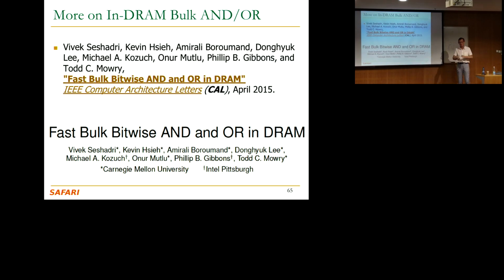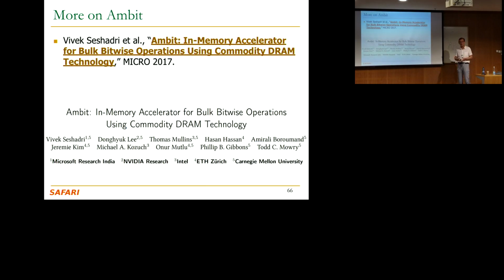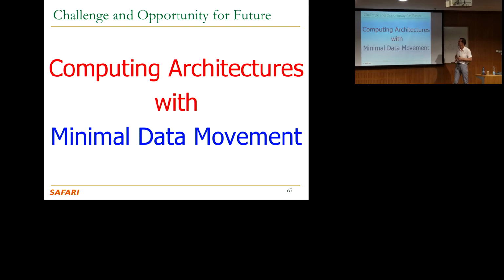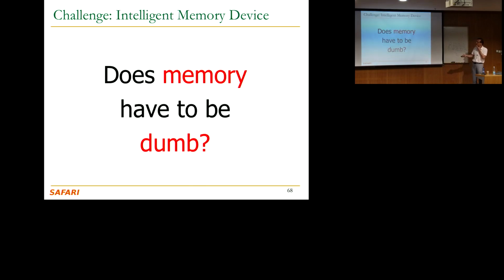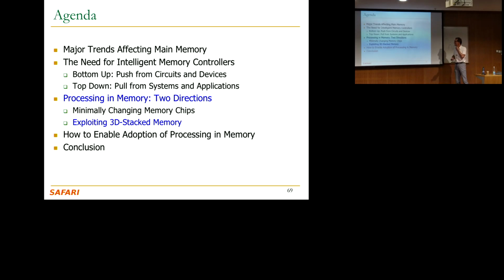So that's why it has a lot of potential, I think. Of course, power needs to be solved. But I think we've designed these CPUs that are consuming a lot of power for the same reason. We could cool DRAM also, as you mentioned. OK, so I think this is a big challenge and opportunity for the future. How do we enable these computing architectures with minimal data movement? And I'll raise this question. Does memory have to be dumb? Today, we're treating it as dumb. Maybe we should give it much more credit.